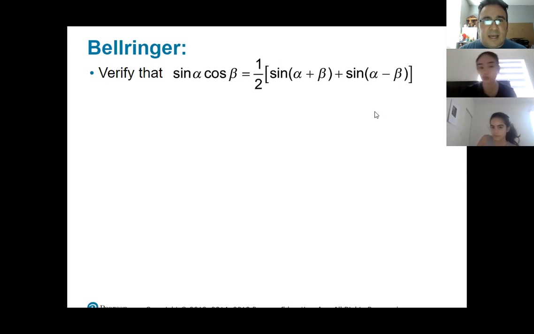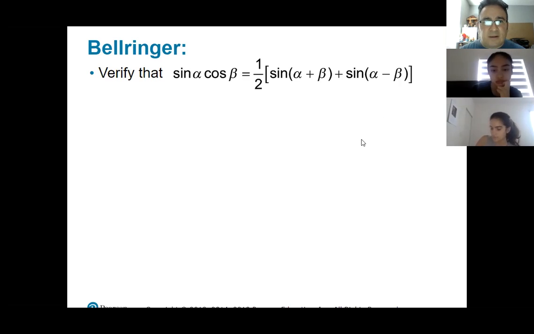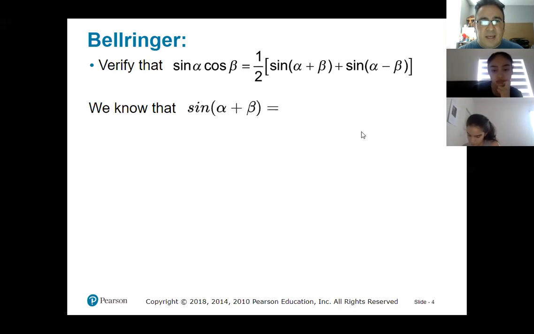All right, so let's see. I wouldn't know where to start either. The right side definitely looks easier, but I don't know that the left side looks any easier. So we're going to recall some of the things that we've learned already and see if those can help us in figuring out how to solve this. We know that the sine of alpha plus beta is equal to what? Anybody?